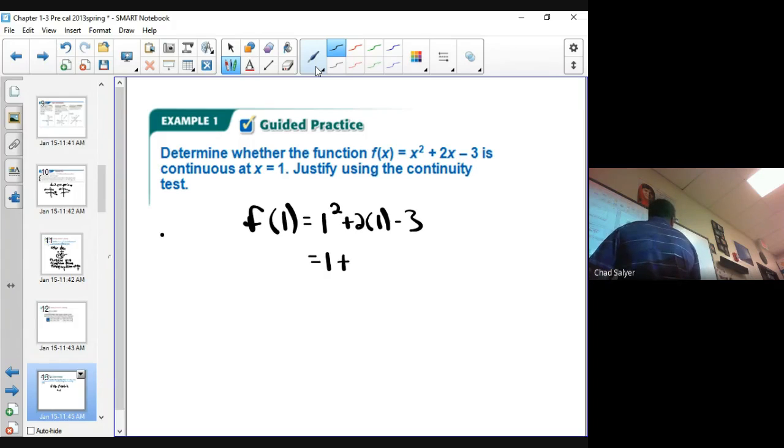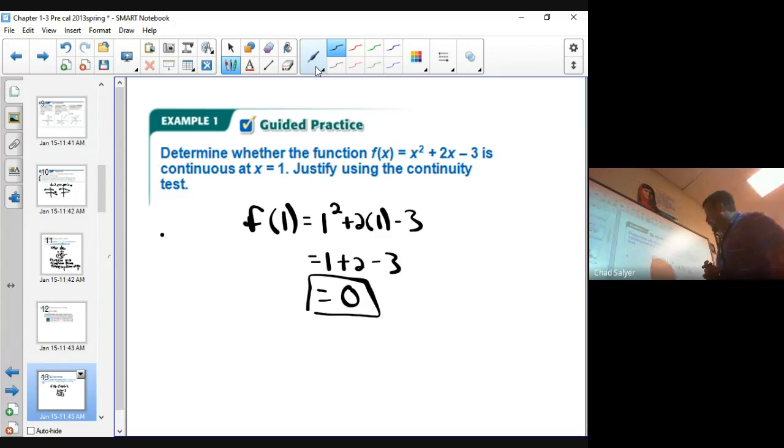So I have 1 plus 2 minus 3. 3 minus 3 is 0. It does exist. 0 is a value. That doesn't mean that it doesn't exist because the function evaluates to 0. It does exist. It has the value of 0 at 1. So it passes the first part.